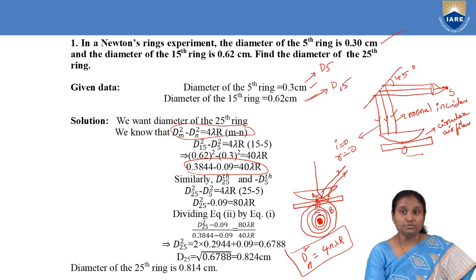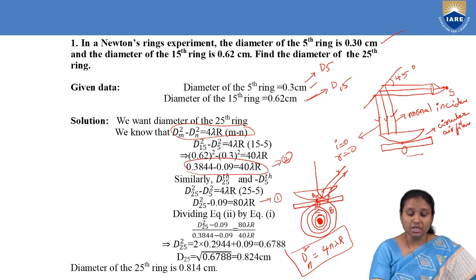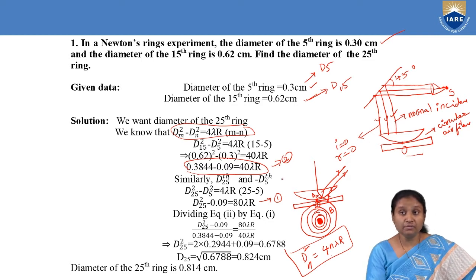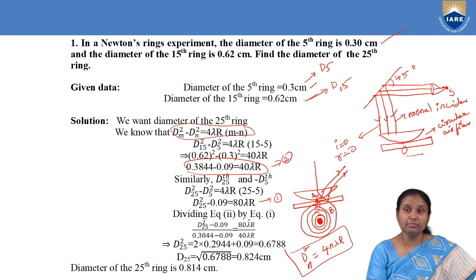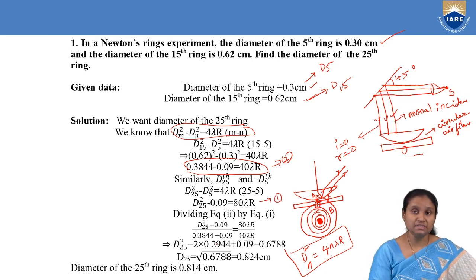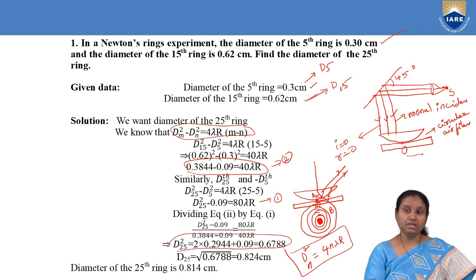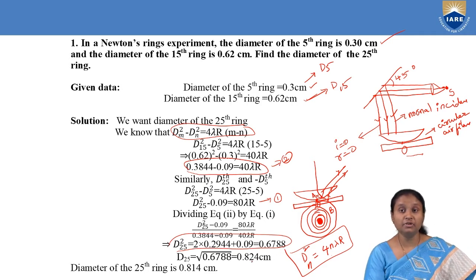Suppose I take this as equation 1 and this as equation 2, then I'm going to divide equation 2 by equation 1. Here D25 squared, we know the value of D5, I have substituted it. Coming to the right hand side, we have 80λ divided by 40λ, and λ gets cancelled. Once we rearrange the terms and simplify, the square of the diameter of the 25th ring comes out to be 0.6788, and if we take the square root of it, then the diameter of the 25th ring is 0.814 centimeter.